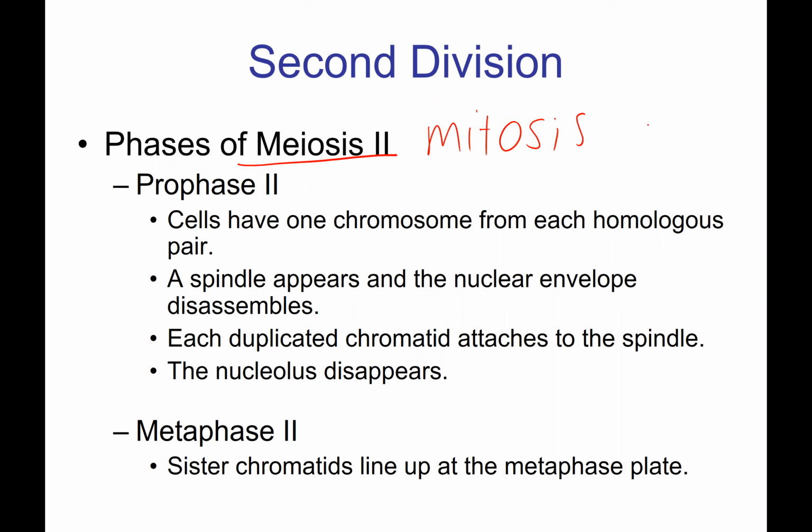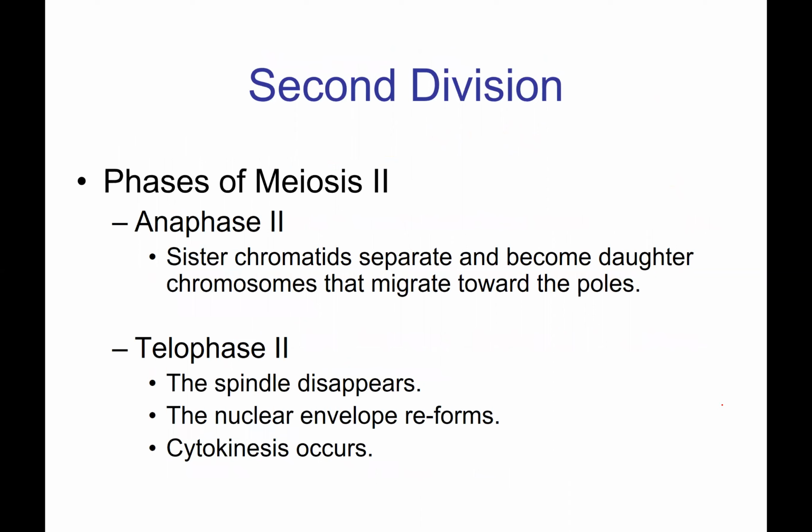We're still going to have the same PMAT, just like with mitosis. In prophase 2, cells only have one chromosome from each homologous pair because they were split in meiosis 1. The nuclear envelope is going to be disassembled, and each duplicated chromatid attaches to the spindle. Metaphase 2, they're going to line up in the middle. Anaphase 2, the sister chromatids are going to separate. Metaphase, they line up in the middle; anaphase, they pull apart.